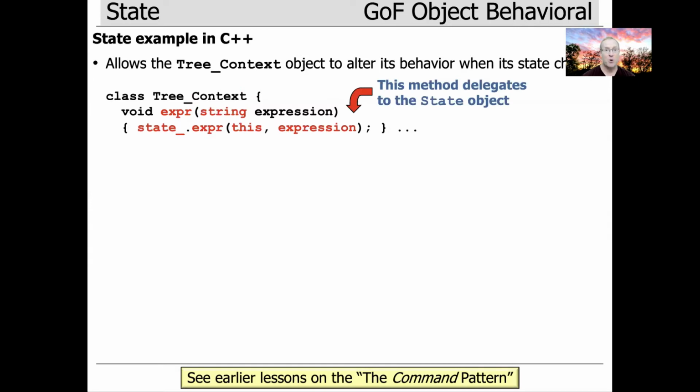It has its expr method, and this method, of course, is expected to be called after the format method has been called. If you call expr before format, you're going to get an error, and I'll talk about that shortly. What happens here is when expr gets called, it's going to delegate to the underlying state object. And you can see how that works. It says state underscore dot expr this, which is the tree context expression. So it forwards the expression and then delegates itself to the tree context.